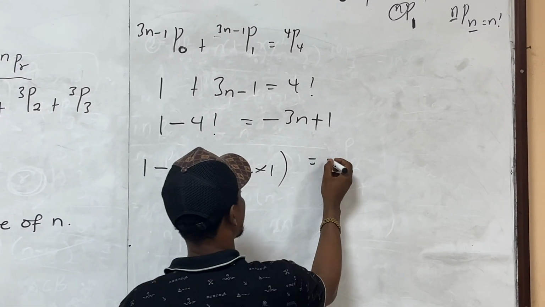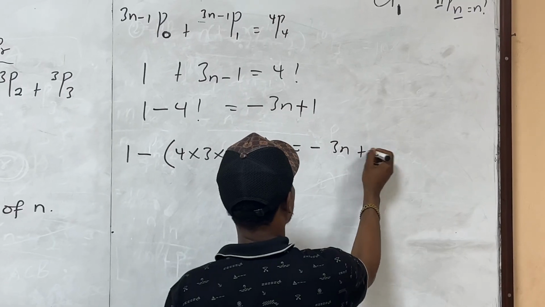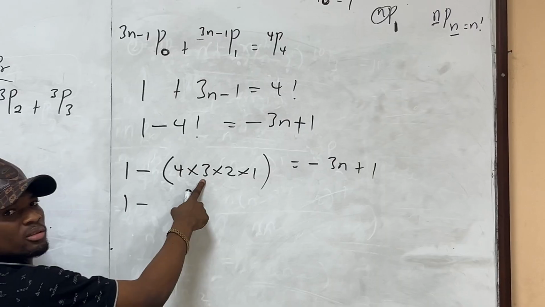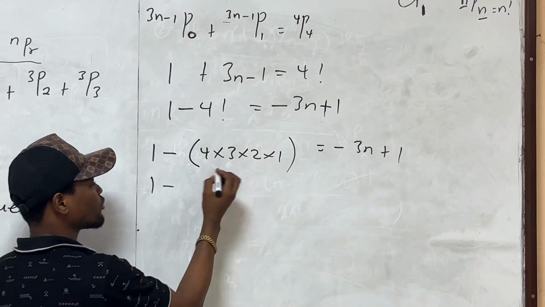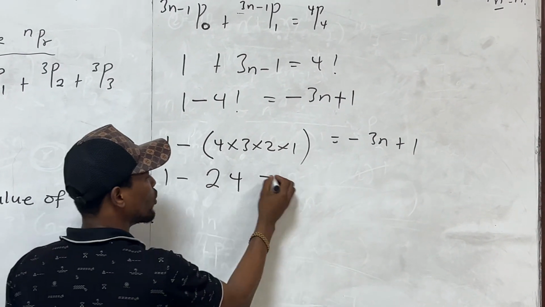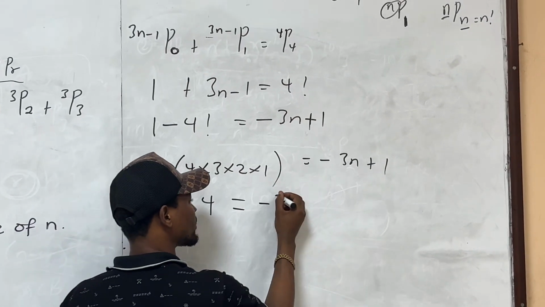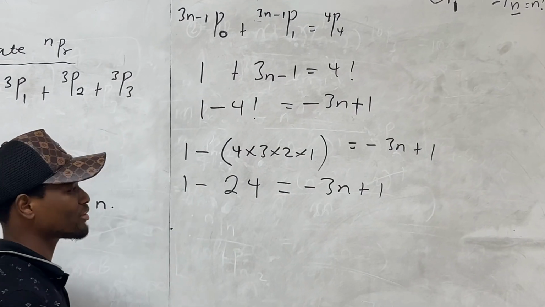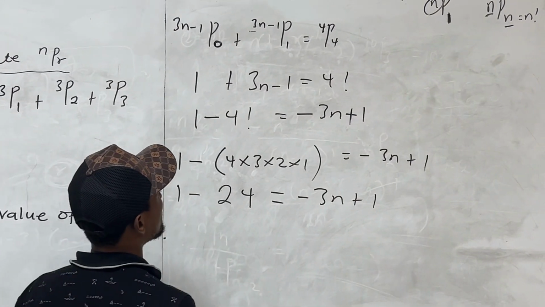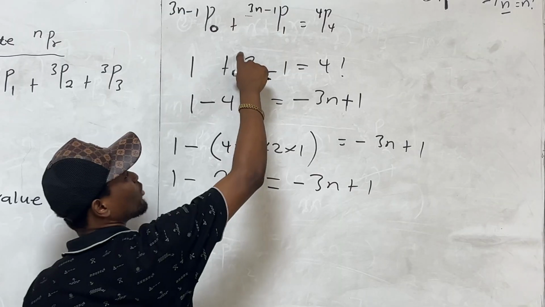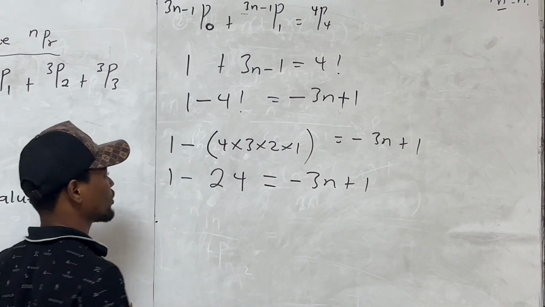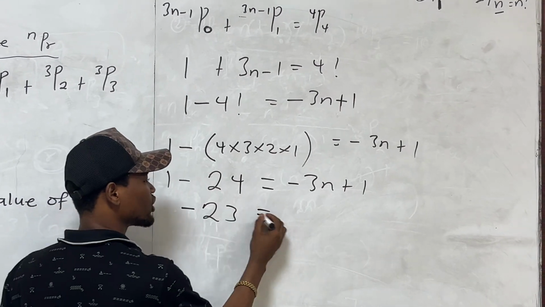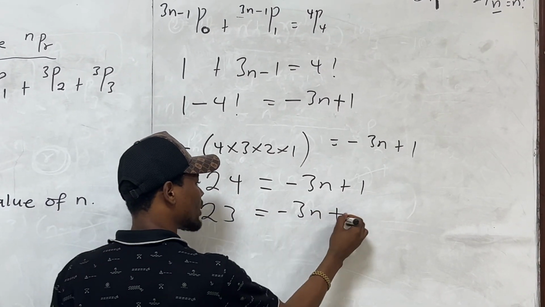Which is equal to negative 3n plus 1. So I have 4 times 3 is 12, times 2 times 1, you have 24. Which is equal to negative 3n plus 1. We want to make n the subject, right? Okay, so why did I even transpose the whole of this? But it's still okay. So we have 1 minus 24, we have negative 23 which is equal to negative 3n plus 1.